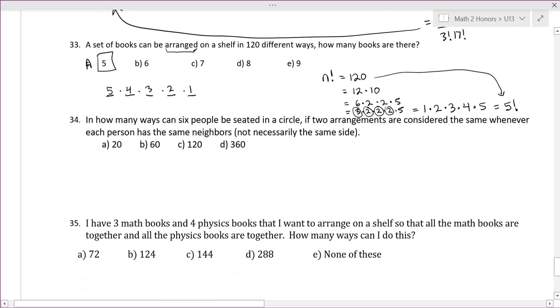34. In how many ways can 6 people be seated in a circle, if 2 arrangements are considered the same whenever each person has the same neighbors, not necessarily the same side? So here, I'm going to draw our 6 spots here.